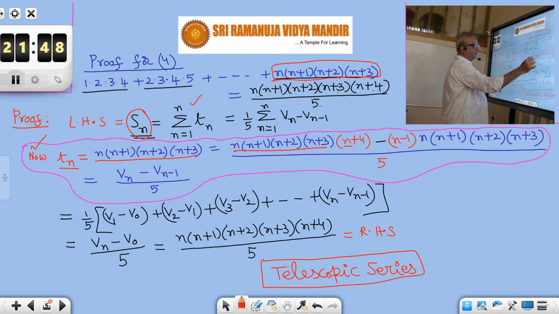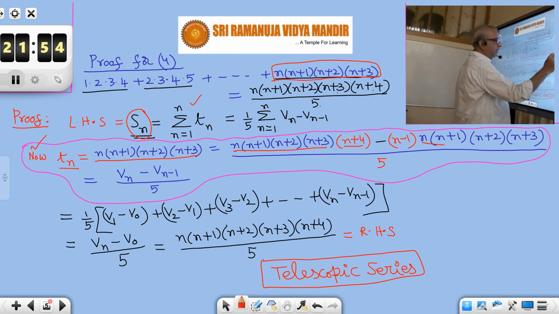Next, I have gone one step forward, n plus 4, minus. Again, I have taken the same nth term, n into n plus 1 into n plus 2 into n plus 3. I have gone one step backward. I will get n minus 1, divided by 5.